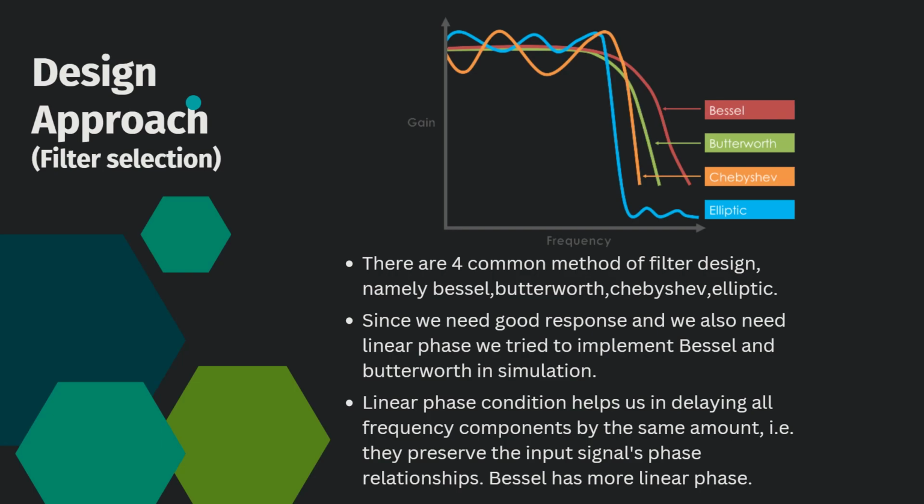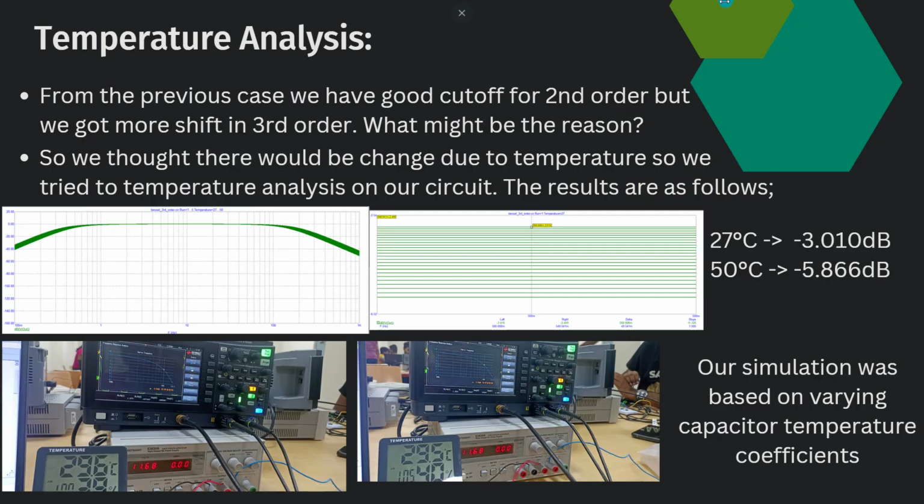Based on those calculations, as we see, there is a different range of values here. As the temperature increases, a spectrum is formed. At 27 degrees Celsius, our response was around minus 3.10 dB in simulation. At 50 degrees Celsius, it went down to minus 5.86 dB. So as we can see, temperature played a major role in the simulation. We thought this might be one of the reasons why our hardware implementation is giving a slightly inaccurate output, and it actually was.